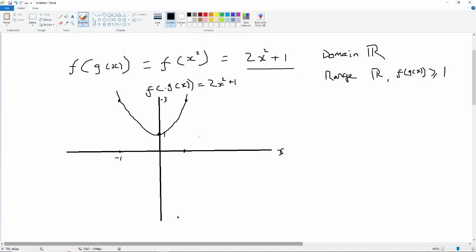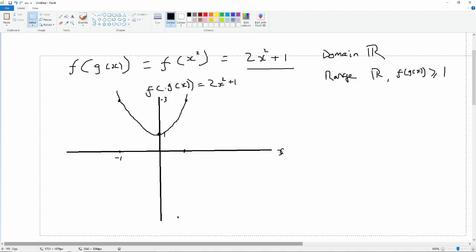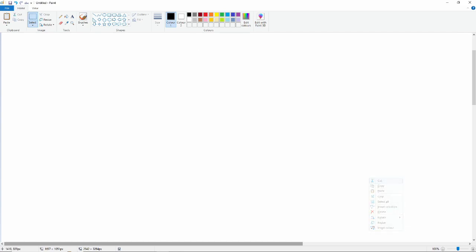Okay, I think that's going to do it for this one. In the next video, I'd like to look at the domain and ranges of a few more functions and introduce the concept of adding, subtracting, multiplying and dividing functions.